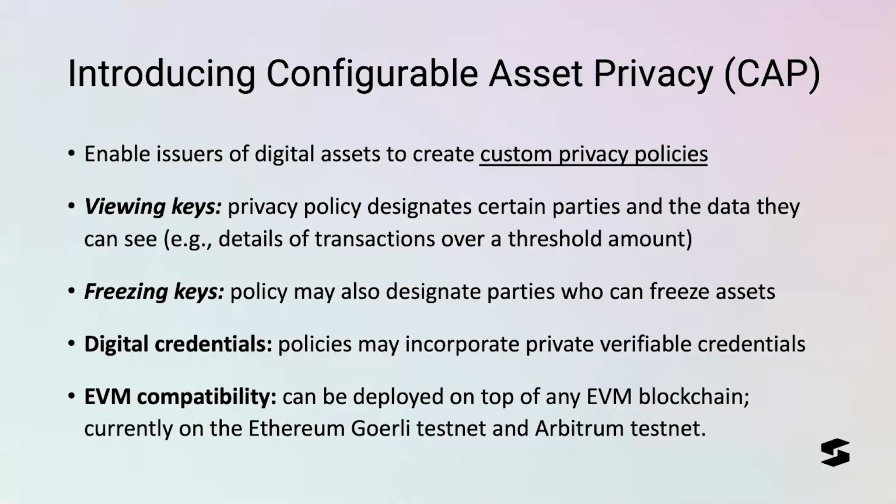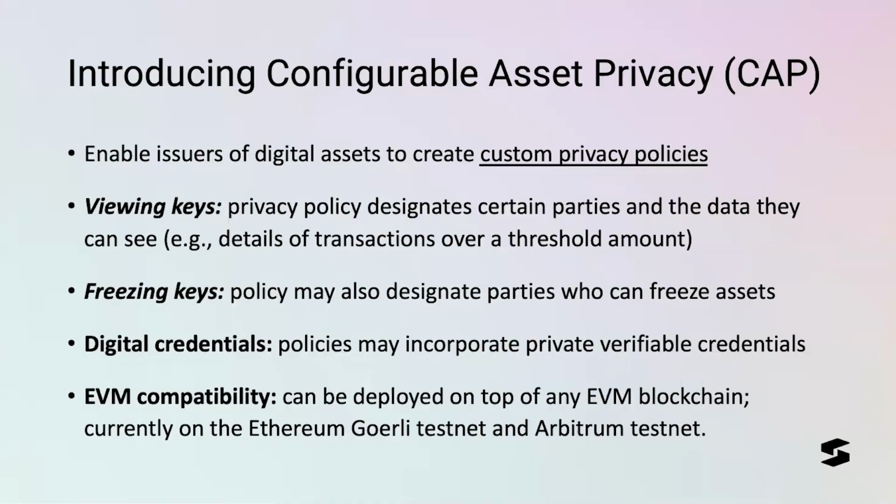With that in mind, that's the motivation for introducing this configurable asset privacy protocol, which can enable issuers of digital assets to create custom privacy policies. In the first version of CAPE, we focus on a fairly restricted class of policies that involve viewing keys and freezing keys. Viewing keys: what are they? Well, there's a privacy policy that designates certain parties and the data that they can see. For example, an auditor can see the details of transactions over a threshold amount. A freezing key would be a policy that designates parties who can freeze assets. And there could also be some conditionals in there.